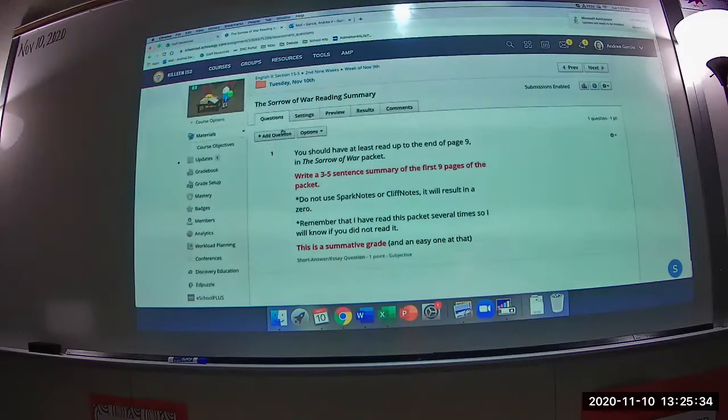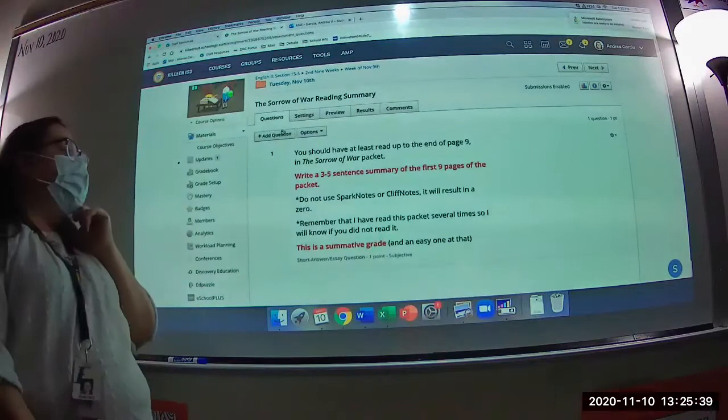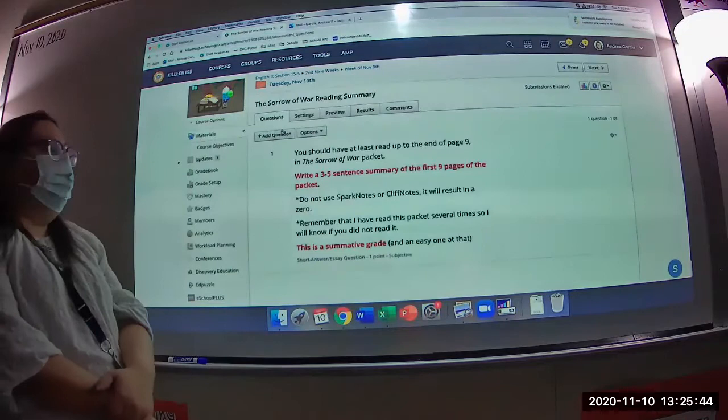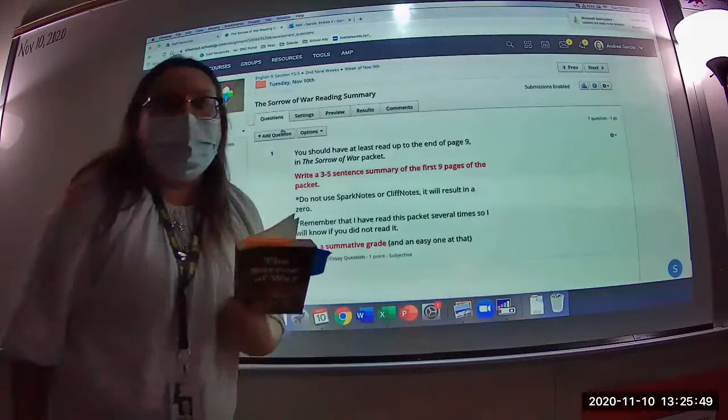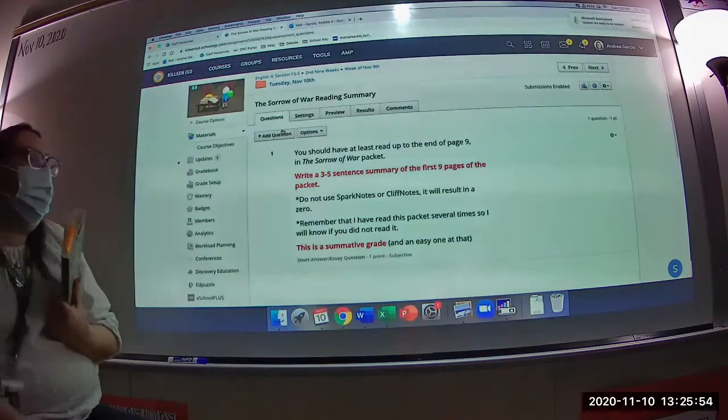Now, I'm going to be very clear. Do not use Spark Notes or Cliff Notes. This has become a habit that I keep seeing. Here's some of the issues with that. One, do I make you read the whole book? No. But Spark Notes, those people read the whole book. Therefore, they provide summaries for the entire book and not over the sections that I've given.